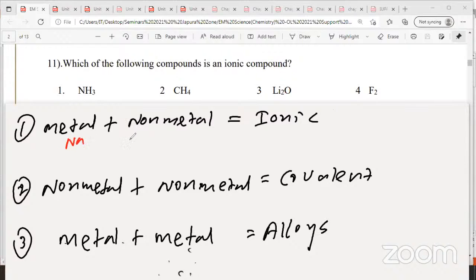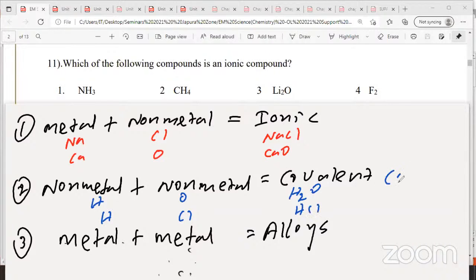Metal, non-metal: sodium and chlorine, sodium chloride, right? Calcium and oxygen, calcium oxide. So there are many examples. Sodium chloride, calcium oxide, metal, non-metal, metal, non-metal. If you take non-metals, you can say hydrogen and oxygen, water. Or hydrogen and chlorine, HCl, covalent.